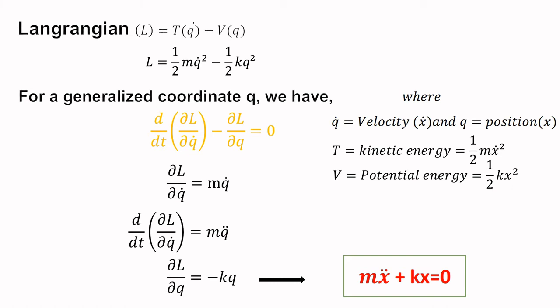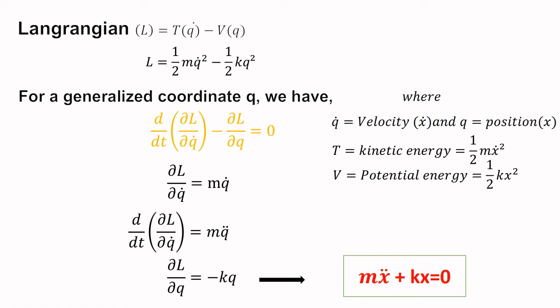So when I find d/dt of ∂L/∂q̇, what I will get is mq̈. And after that, I will find the value of ∂L/∂q. When I find the value of ∂L/∂q, what I will get is minus kq.